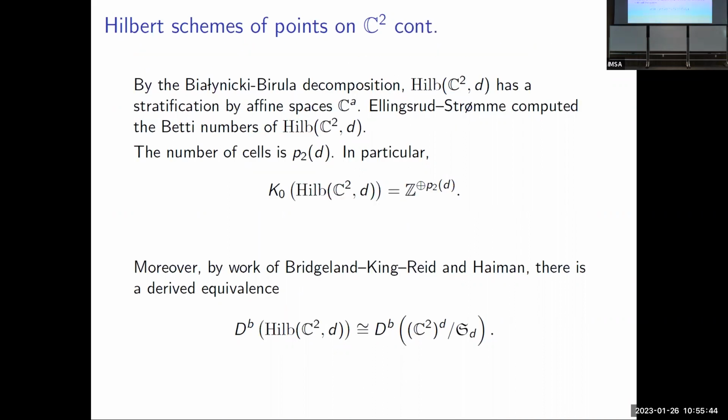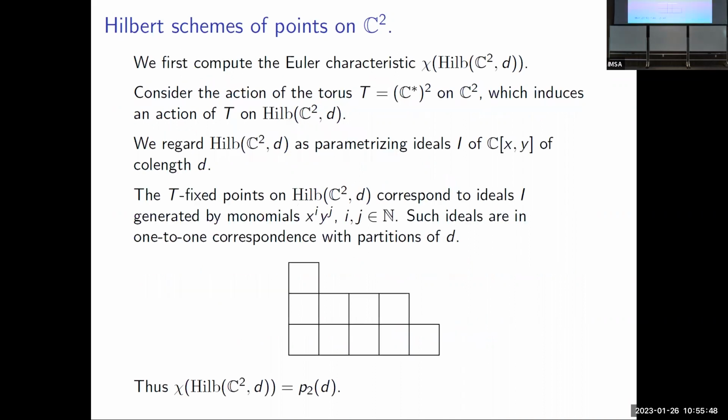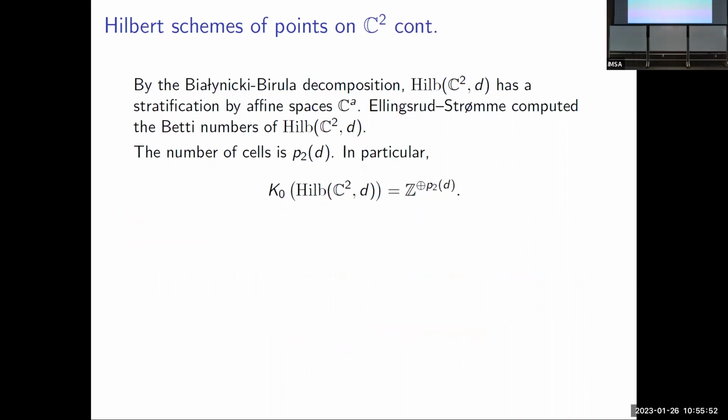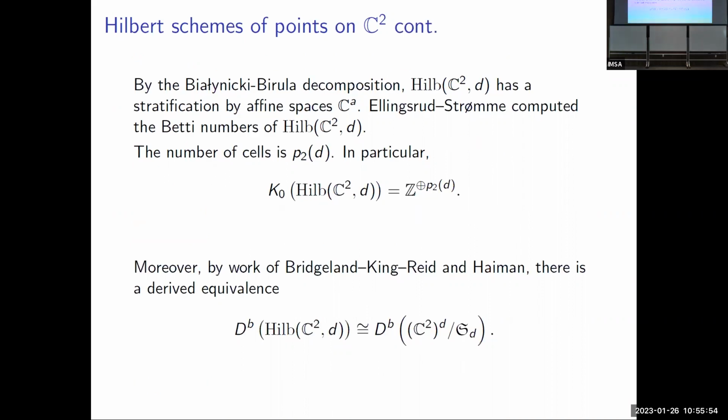So sigma D is the symmetric group on D letters that acts naturally on the D-th power of C2. So we would like to do something similar for the Hilbert scheme of points on C3. So yeah, we would like to maybe understand the Euler characteristic, understand the Betti numbers, understand the derived category. As I said, it will be too hard to do, especially the Betti numbers and the derived categories for just Hilb C3D. So instead we use this DT theory.